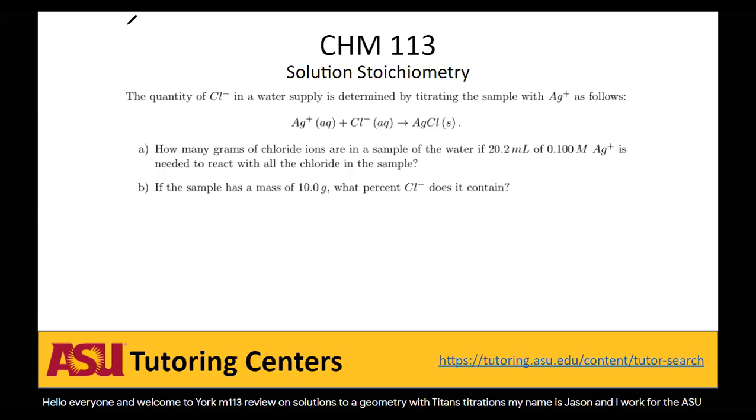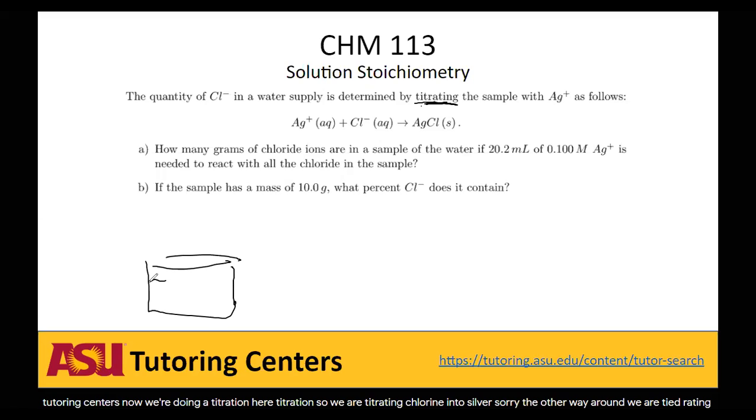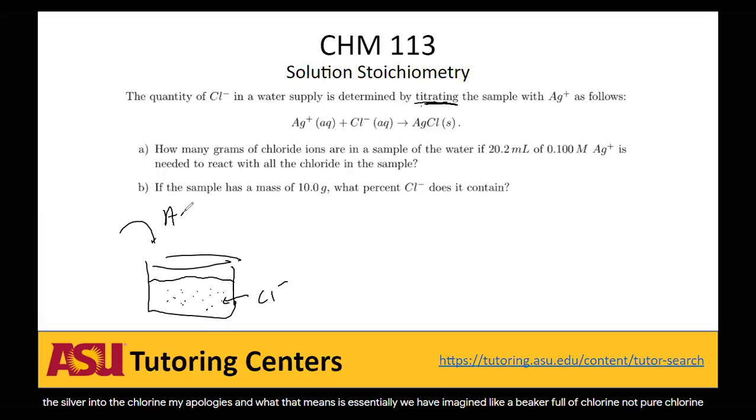Now, we're doing a titration here. So we are titrating chlorine into silver. Sorry, the other way around. We are titrating the silver into the chlorine. My apologies. And what that means is essentially we have, imagine a beaker full of chlorine, not pure chlorine, but chlorine solution. So we have a bunch of little Cl- ions inside a big beaker of water.